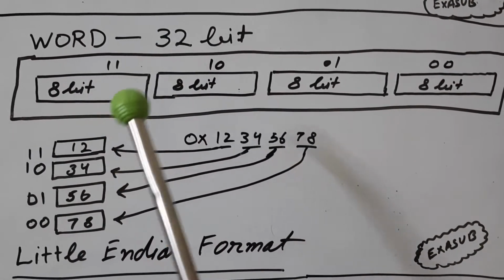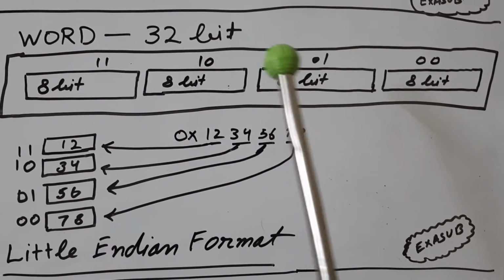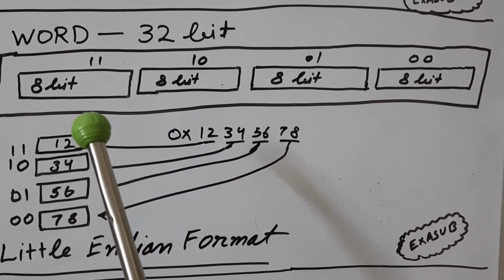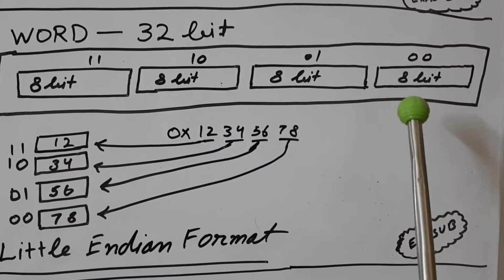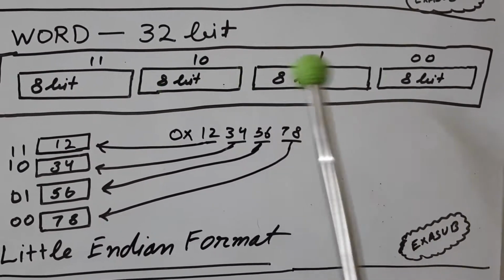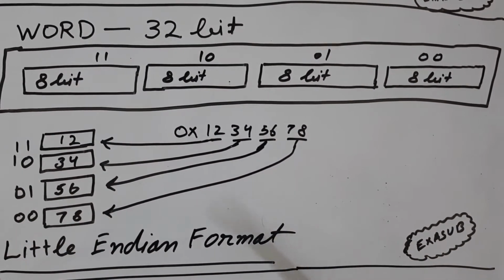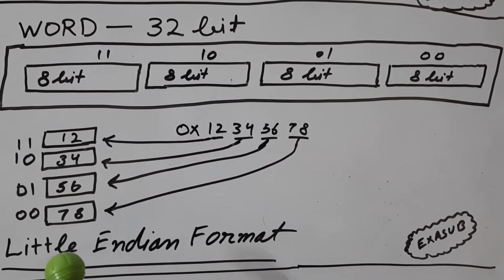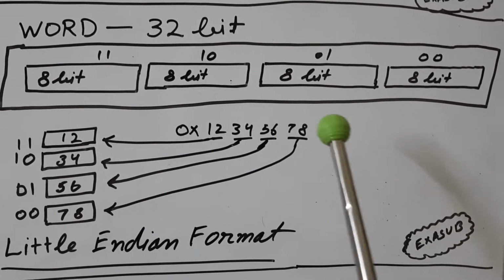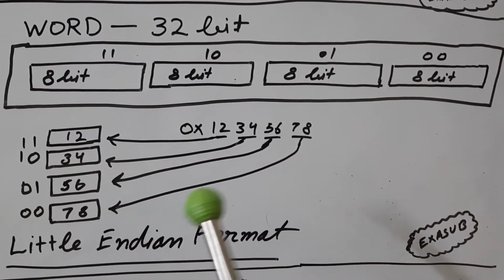The word in STM32L476 is 32 bits, and this word consists of 4 individual bytes. Each byte is made up of 8 bits, and the organization uses a format known as Little Endian format. This is an example of Little Endian format.